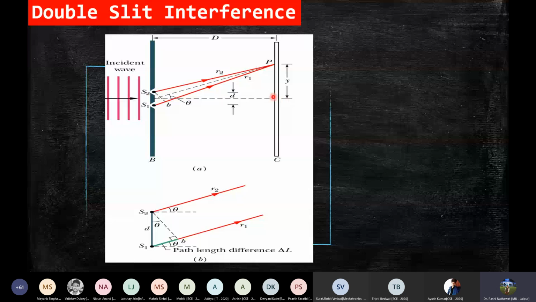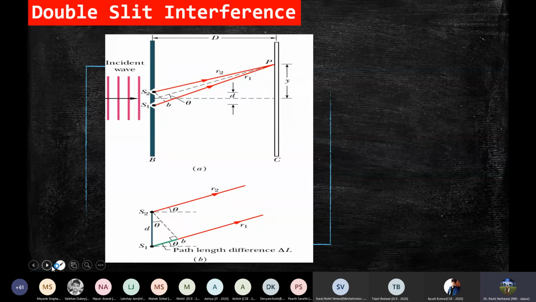So the distance between the central point and the point on the screen where we are going to find the maxima and minima position is given by y. So these are all the parameters in this figure. And this point makes an angle theta with the center. The distance between sources S1 and S2 is very small compared to the distance between the sources and the screen.